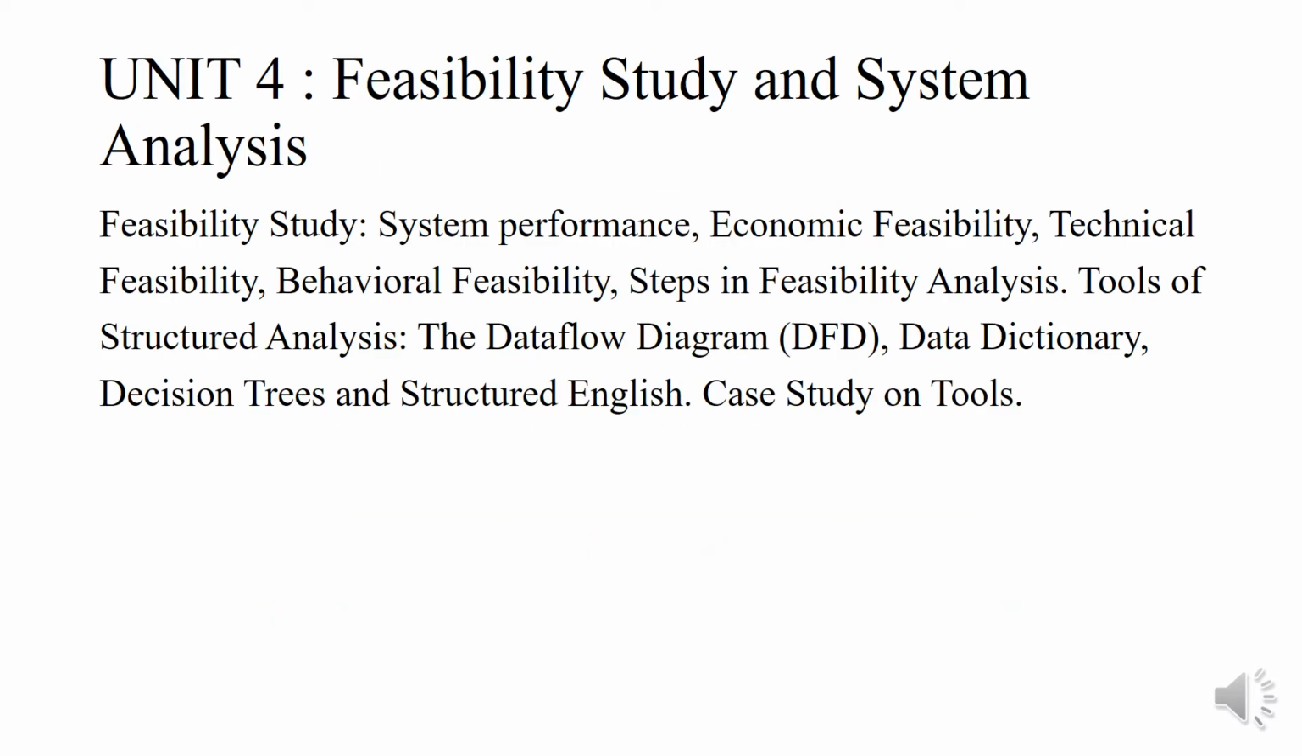We are going to discuss Unit 4, Feasibility Study and System Analysis. Feasibility study consists of a few topics related to system performance, economic feasibility, technical feasibility, behavioral feasibility, steps in feasibility analysis, tools of structure analysis, the data flow diagram, data dictionary, decision tree and structured English, and case study on tools.